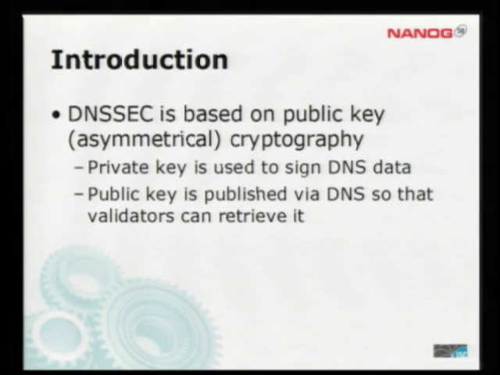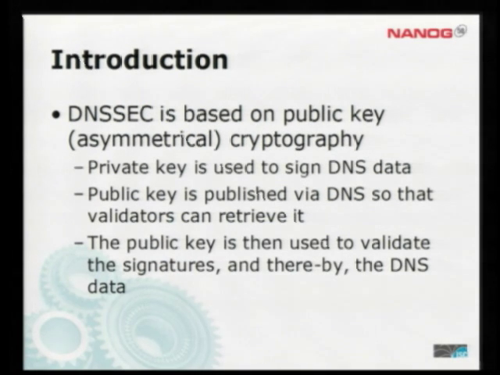The public key is published via DNS so that the validators can retrieve it. The public key is then used to validate the signatures and thereby the DNS data. You get the AD bit, authenticated data. It's guaranteed to not have been changed from the person that was the authoritative source. There's a lot of very interesting assumptions in this chain at this moment. And there's one that actually falls out at the very end. We'll get to that.